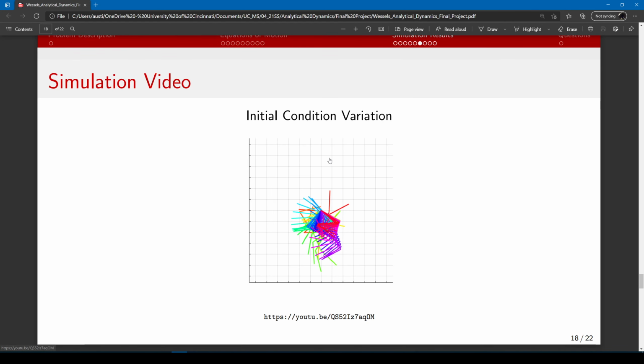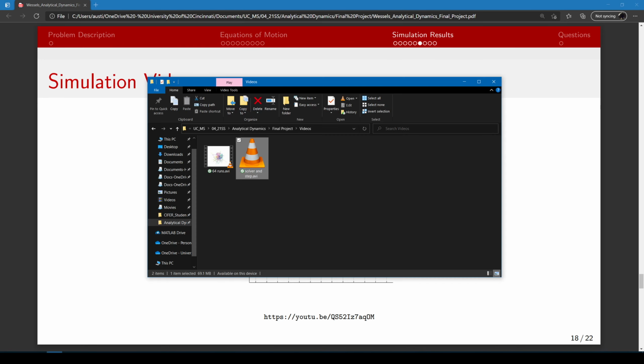Sorry about that. So here we can look at the video. You can click on the image or the link. The important thing to notice for the video is that the red pendulum is the first pendulum, and then it goes in kind of rainbow color: red, orange, yellow, green, blue, and so on. So the closer two pendulums are in color, the closer they are in initial conditions.